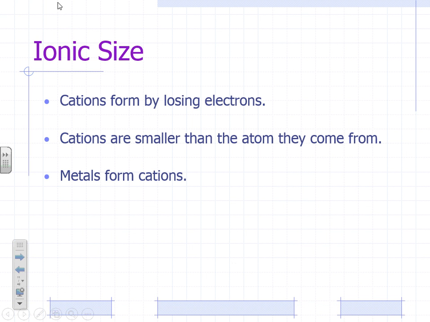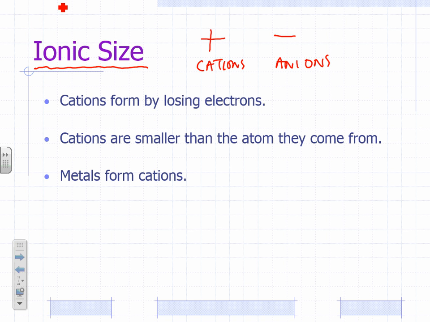Okay, welcome to lesson 3 of periodicity. Now the focus for this lesson is ionic size and how that changes across the periodic table. So there are two types of ions. Remember, there are the positives and the negatives. The positives are called cations and the negatives are called anions.